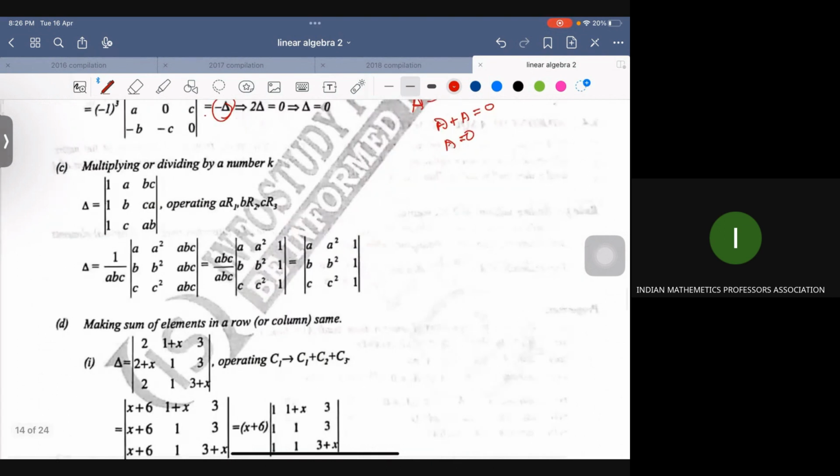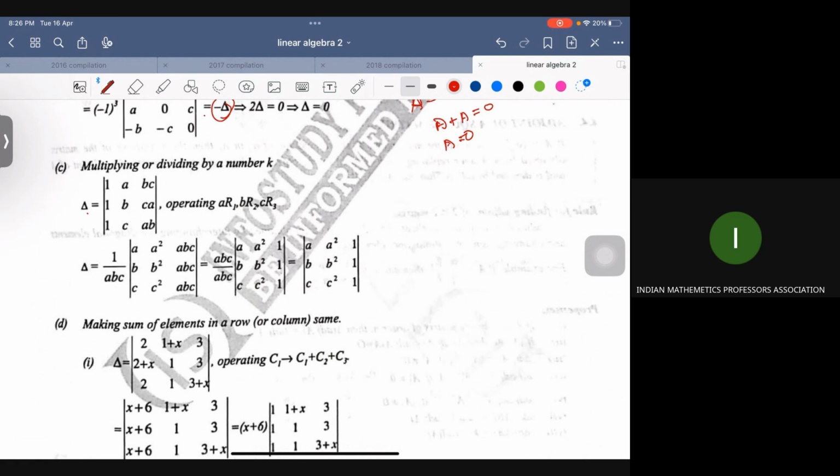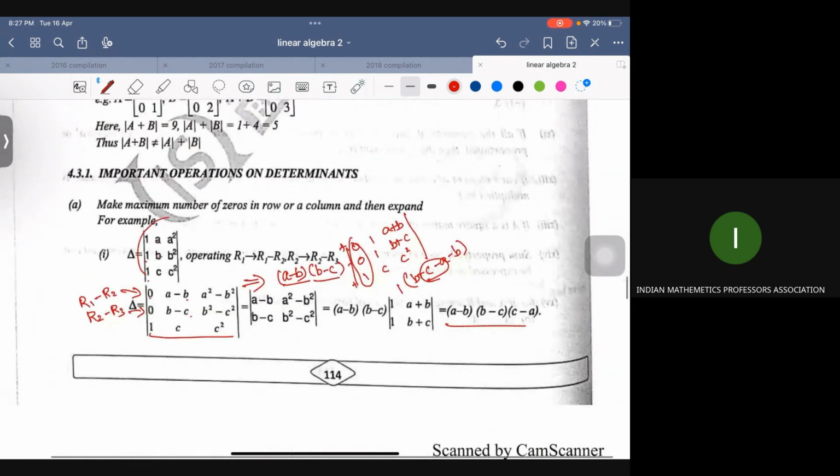Multiplying or dividing a number by k. Here in this determinant, we can divide by 1 by a. That is, here we are multiplying by 1 by a. So in the first row we are multiplying by a, and outside we are dividing by a. In the second row we are multiplying by b, and outside we are dividing by b. In the third row we are multiplying by c, and outside we are dividing by c. And here we are removing ABC, dividing ABC from the third column and multiplying here. So we can say the determinant of this is nothing but this matrix, which is of the form like this.